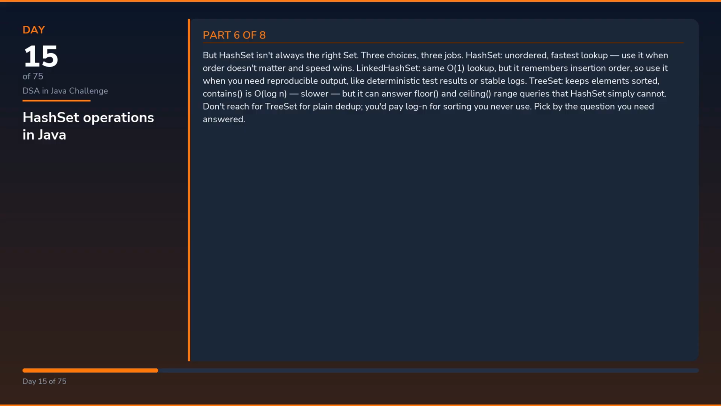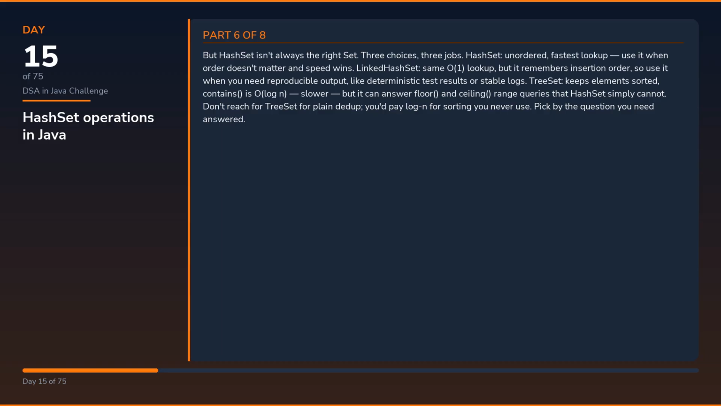But HashSet isn't always the right set. 3 choices, 3 jobs. HashSet. Unordered. Fastest lookup. Use it when order doesn't matter and speed wins. LinkedHashSet. Same O(1) lookup, but it remembers insertion order. So use it when you need reproducible output, like deterministic test results or stable logs.